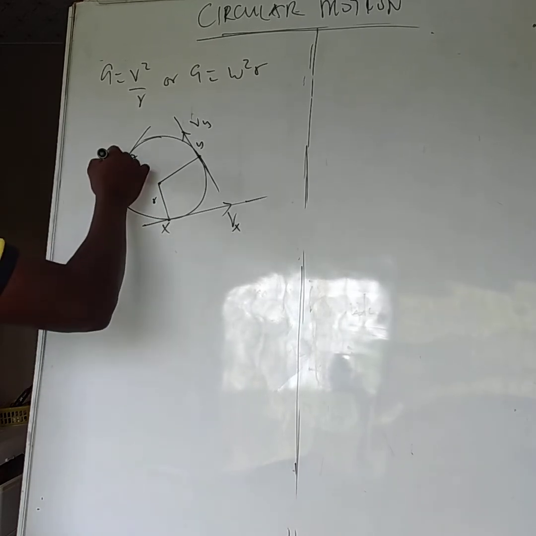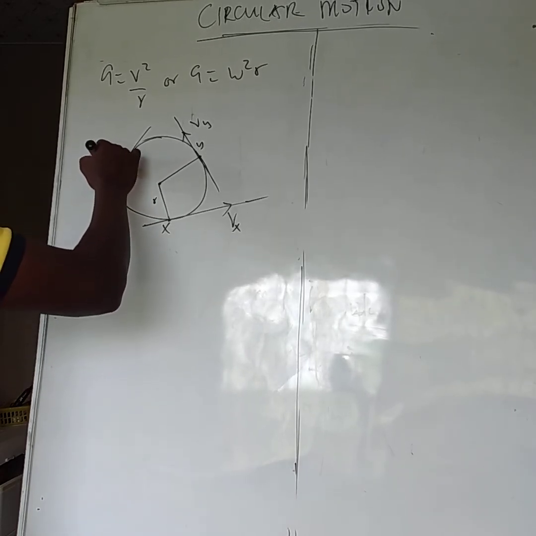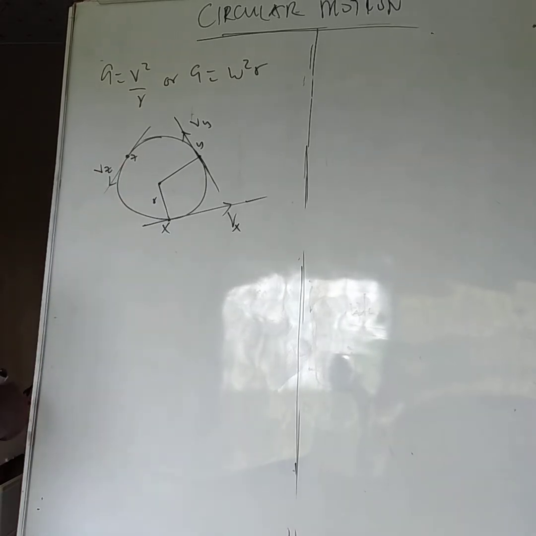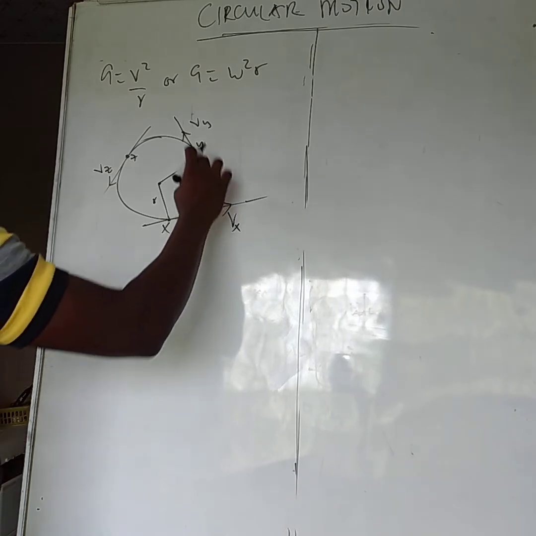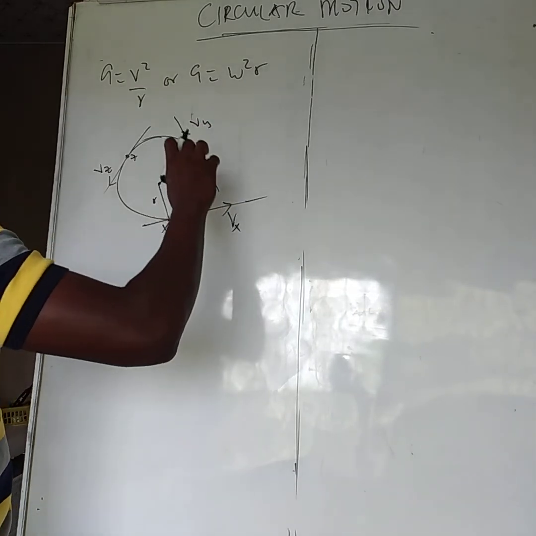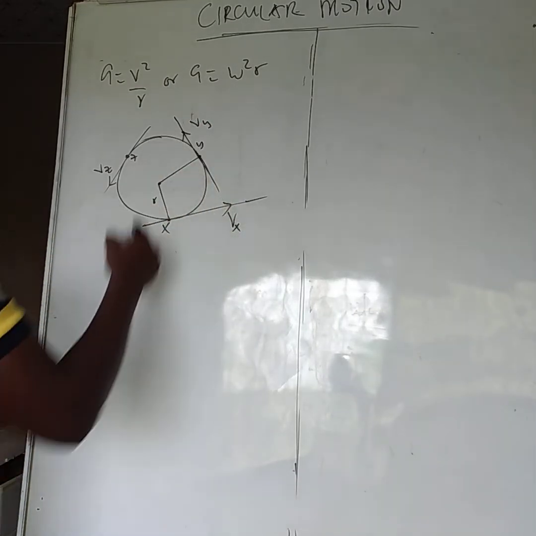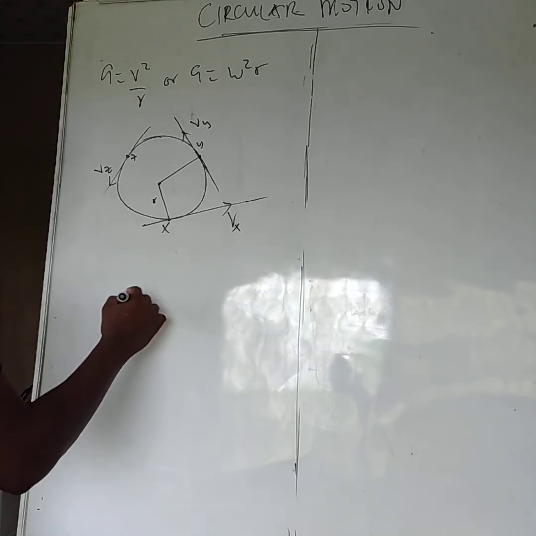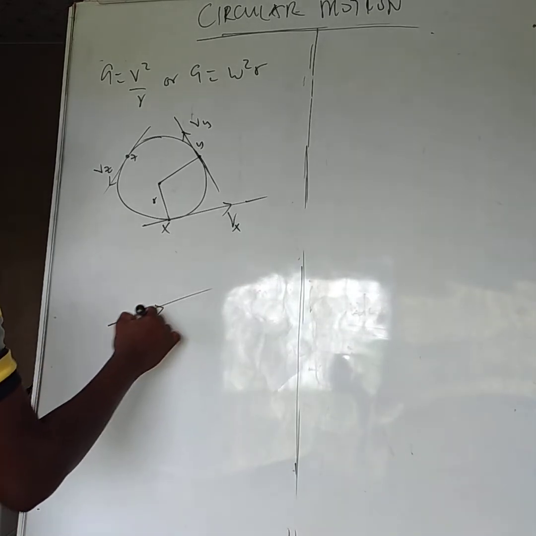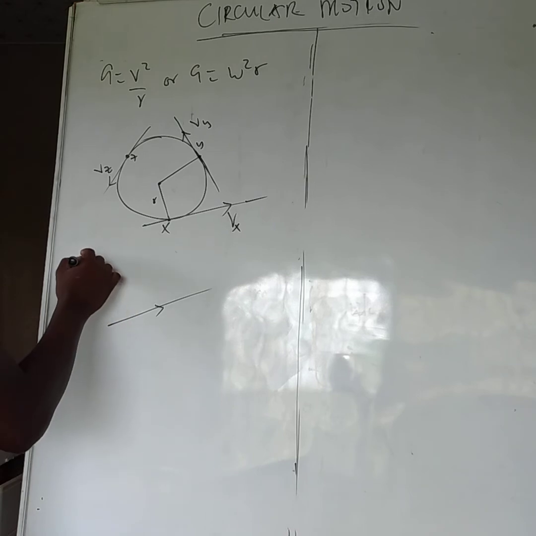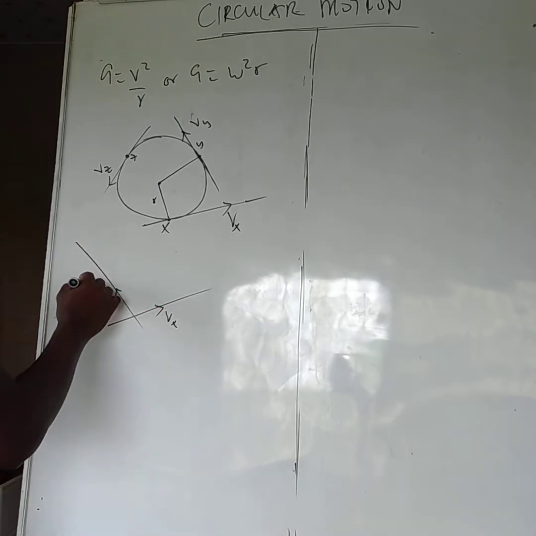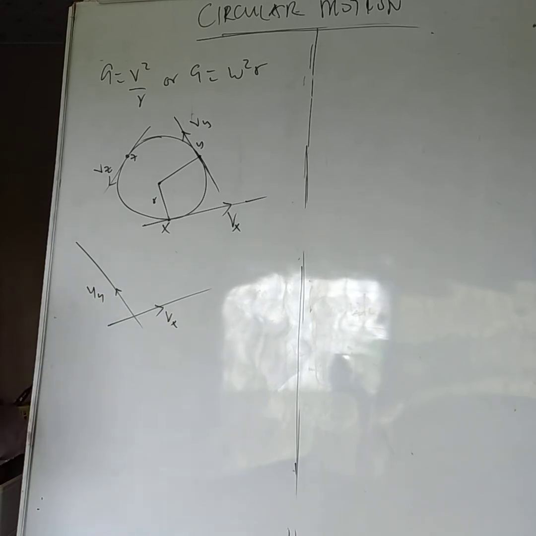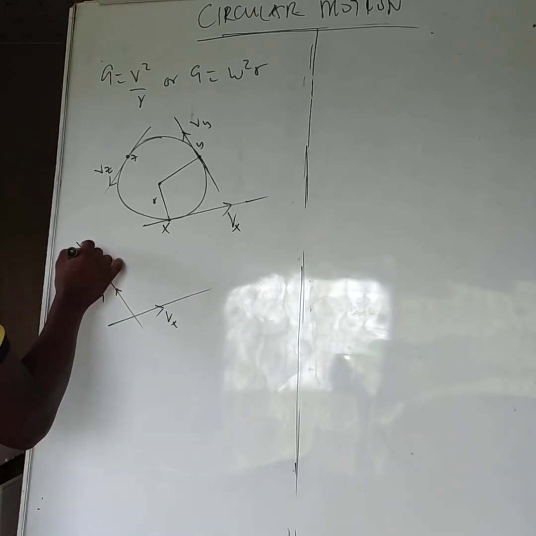We can also draw another tangent in this direction, v of what? Z. Good. Now, picking any two of them, we can draw a vector out of any two velocities. So let's pick x and then y. If I pick x and y, this is my direction of x and this is my direction for y. So this is v of x and then v of y.